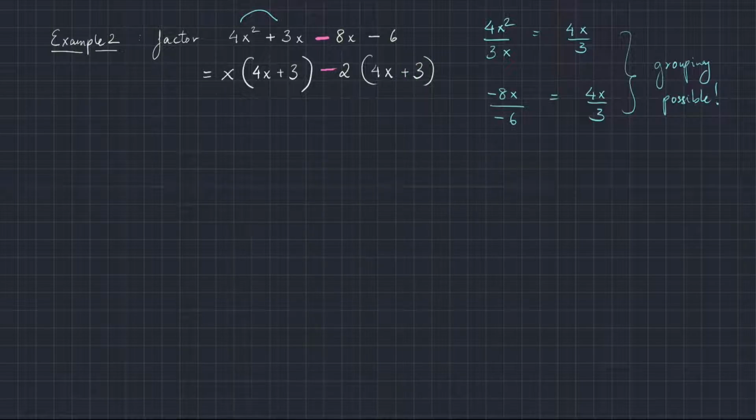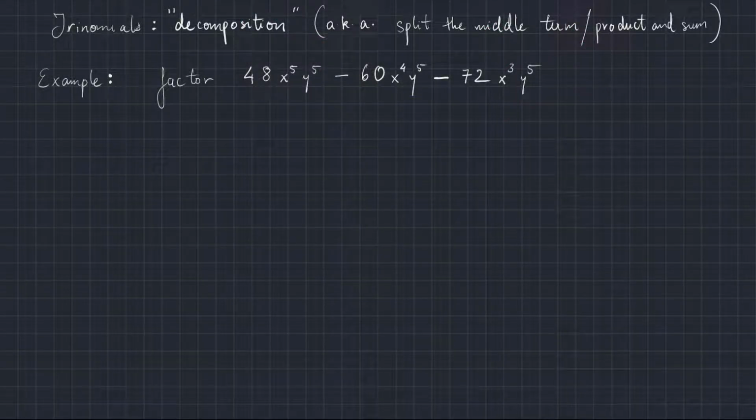Now again, we're going to break this down into this group and this group. Each of these terms have 4x plus 3 in common, which we can factor out, and we're left with 4x plus 3 times x minus 2. And that is how you factor by grouping.